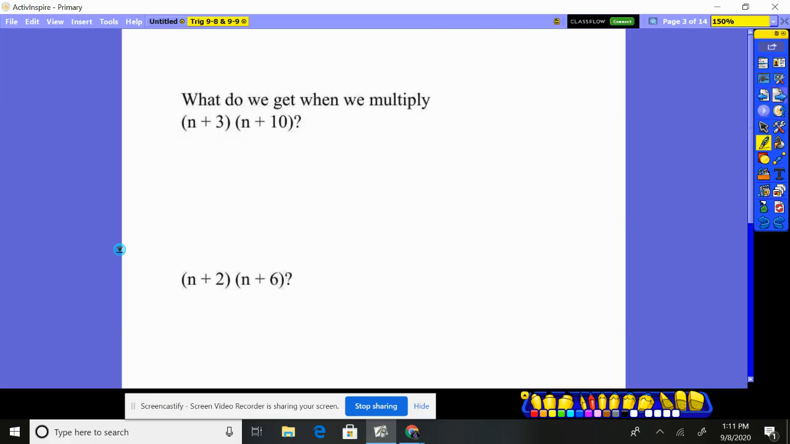All right, so let's take a look at a few things. What do we get when we multiply the quantity n plus 3 by the quantity n plus 10? Well, we know we're going to distribute through. We're going to get n squared, 10n, and then the 3 goes through to the 10, and we get n squared plus 13n plus 30, right?